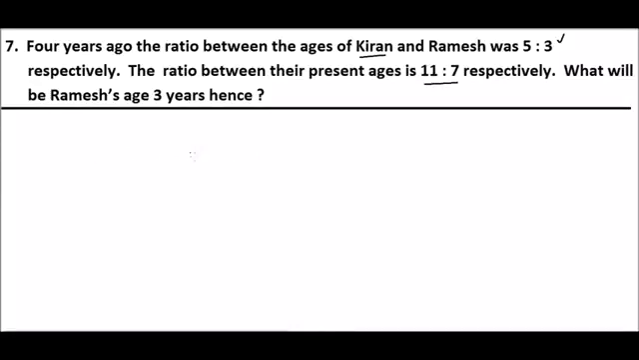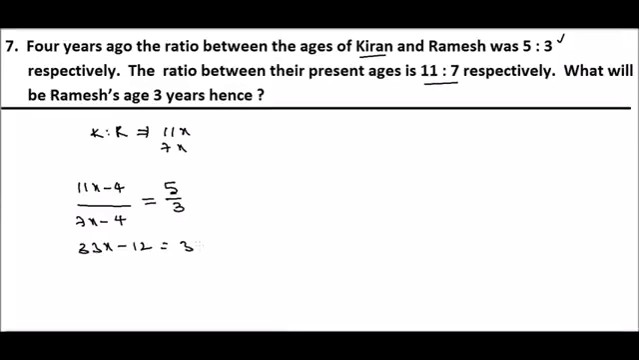What is the conventional method for this one? Present ages of Kiran and Ramesh, I am taking Kiran as 11x and Ramesh as 7x, right? 4 years ago means what does it mean? 11x minus 4 divided by 7x minus 4 should be equal to 5 is to 3. Then solve the equation, that is 33x minus 12 is equal to 35x minus 20. All right. So now very clearly 2x is equal to 8. Then x is equal to 4.